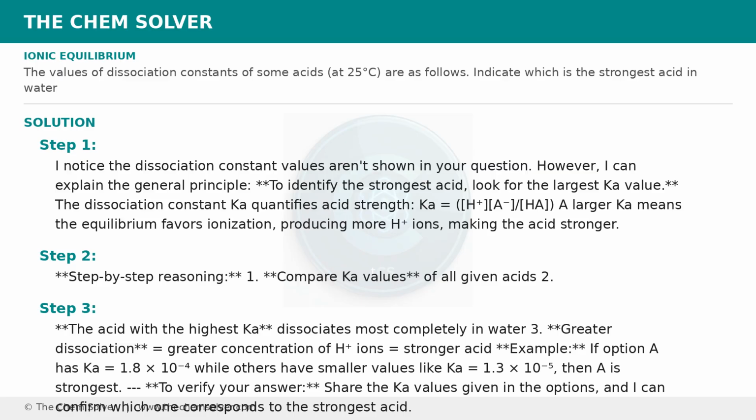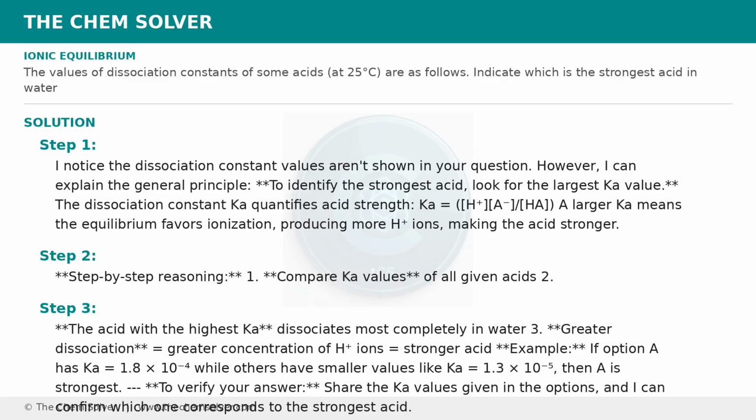Step-by-step reasoning. 1. Compare Ka values of all given acids. 2. The acid with the highest Ka dissociates most completely in water. 3. Greater dissociation equals greater concentration of H+ ions equals stronger acid.